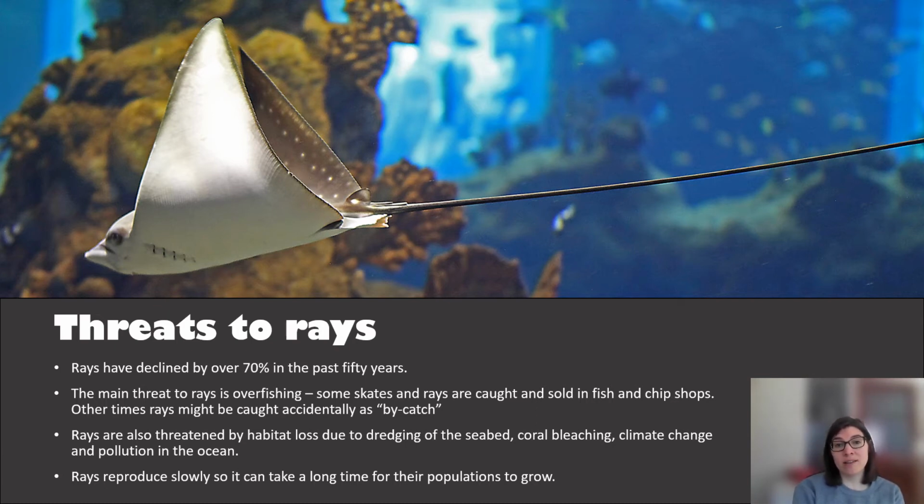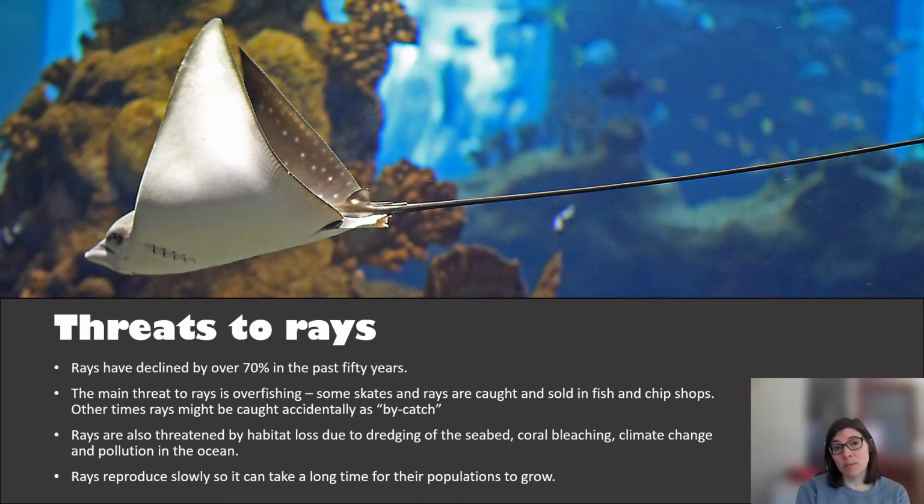Other threats to rays are habitat loss. So this might be due to pollution, like plastic pollution, for example, or it could be due to coral bleaching, which is caused by climate change. So this is when coral reefs turn white and they're not able to produce food for themselves and survive anymore because the seawater temperature is too warm. So we can all take action for climate change, which will have benefits for so many sea creatures and for life on land all over the planet.